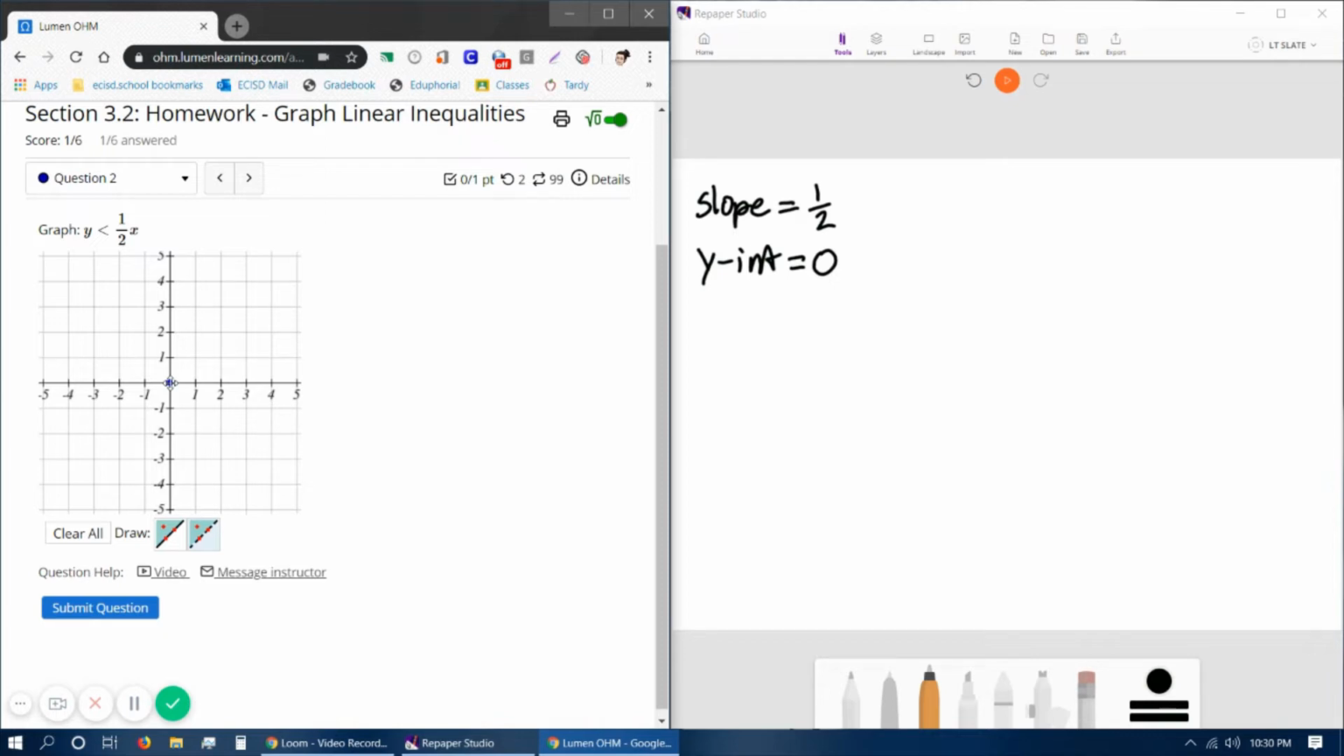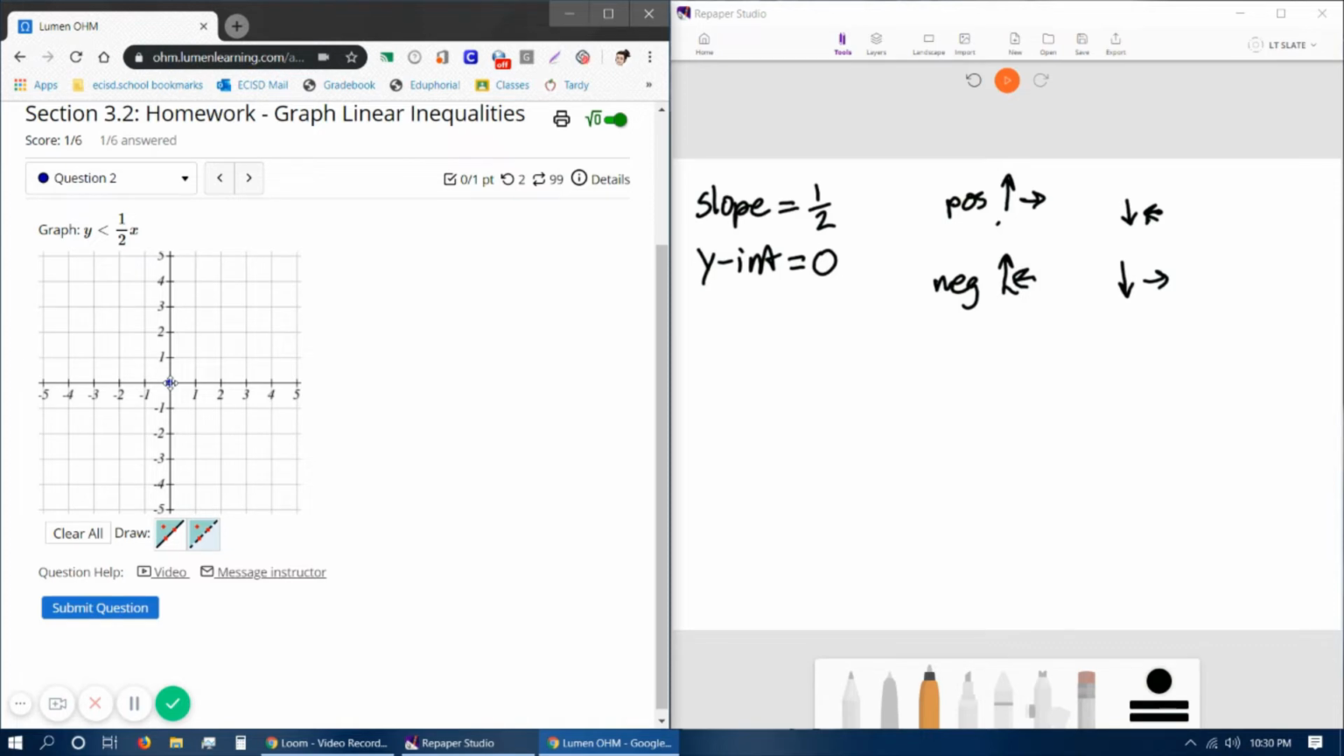Next, I can look at my slope to figure out where to place my second dot. My slope is 1/2. Since that's a positive number, I need to move up and to the right, or down and to the left. If your slope is negative, you'll need to move up and to the left, or down and to the right.